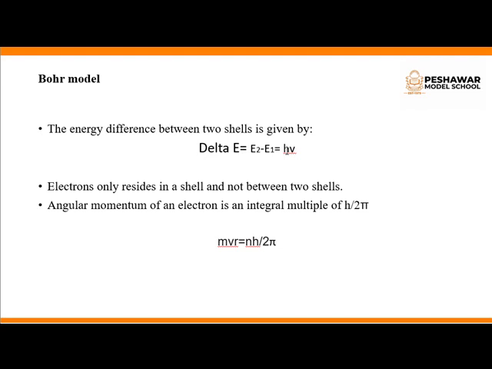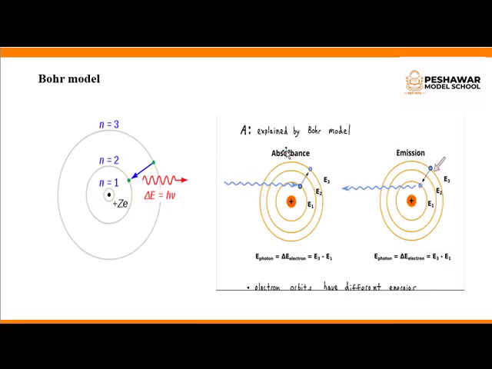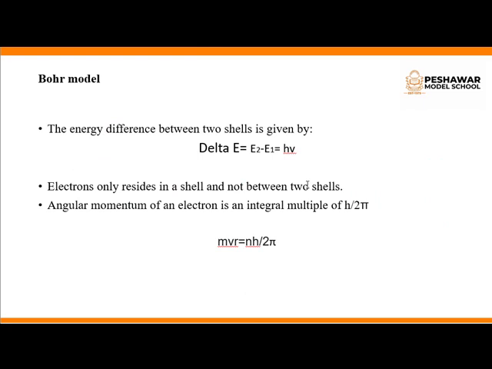The next assumption says that an electron can reside in any one of the orbits and cannot stay in between them. It means that an electron can either live in E1 or E2, but not in the space between. It can reside in an orbit according to its energy.